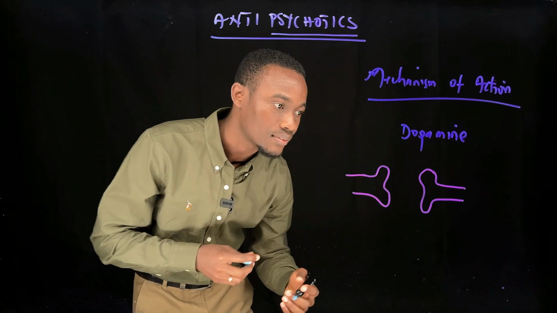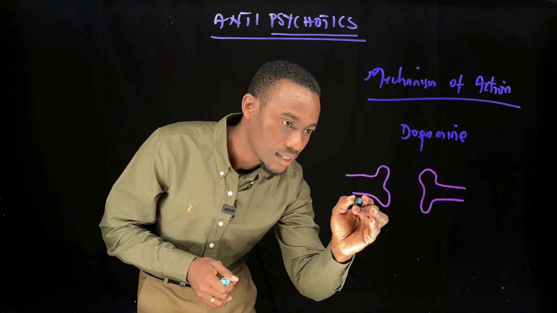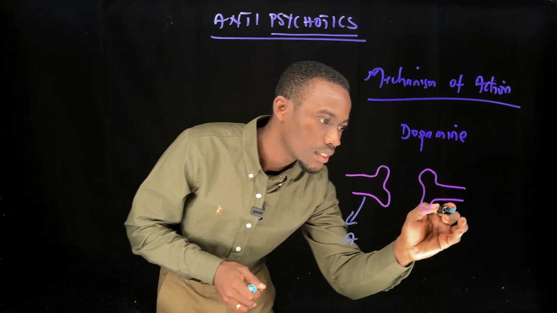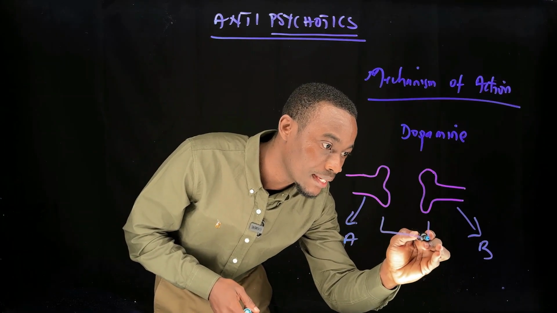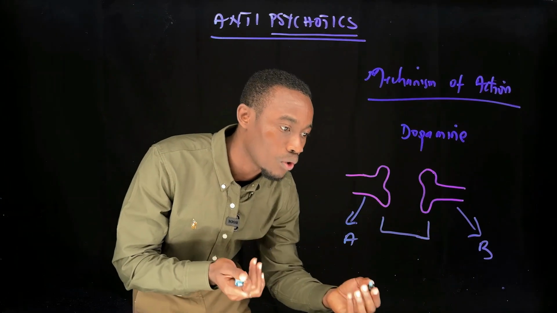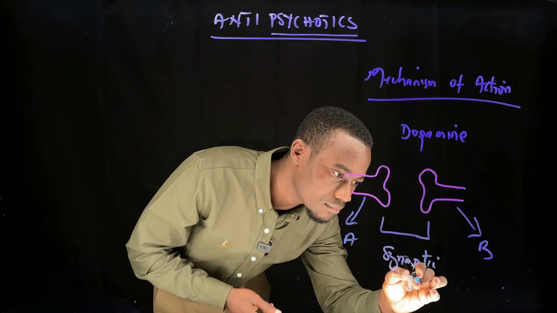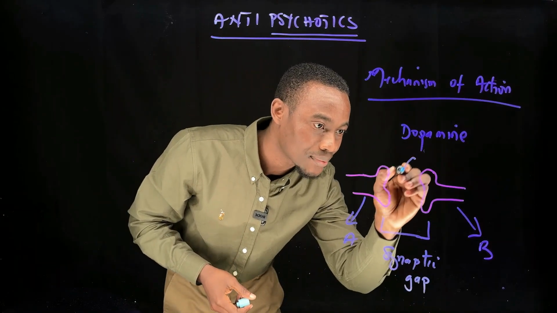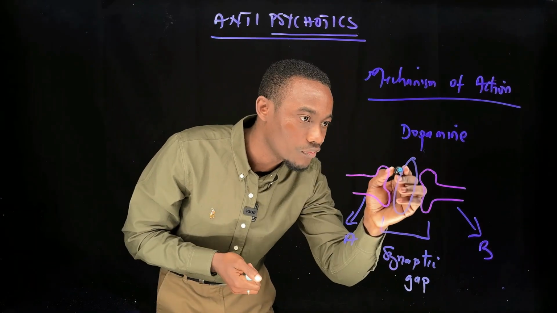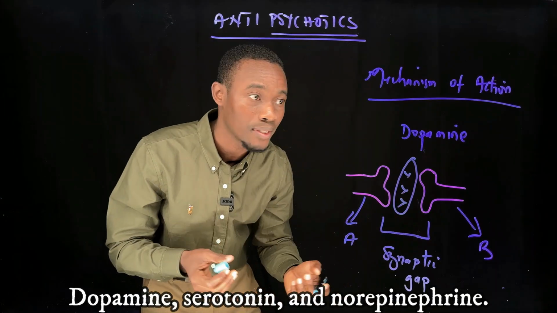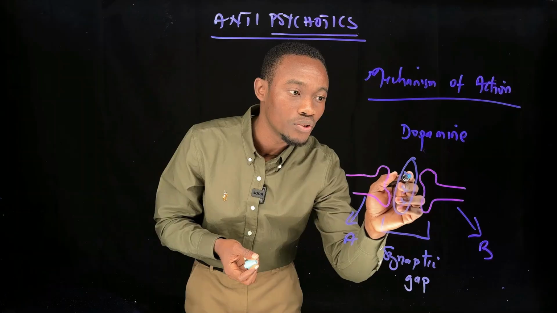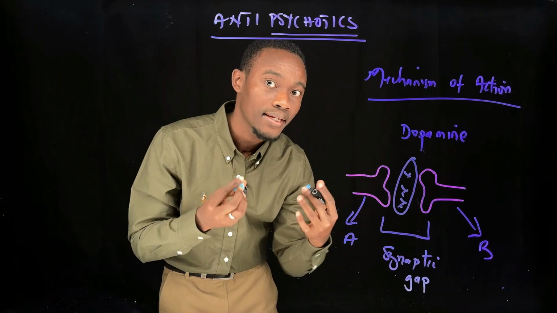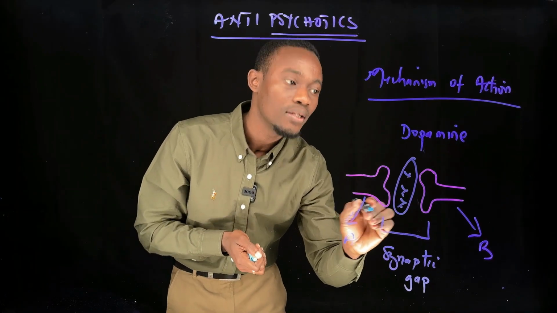These are two nerve cells that are lying next to each other. Let's call this nerve A and then this nerve B. Now, the gap between nerve A and nerve B is a synapse or a synaptic gap. Within this synaptic gap is a number of neurotransmitters such as dopamine, serotonin, and norepinephrine. And the function of these neurotransmitters is to relay nerve impulses from nerve A to nerve B.